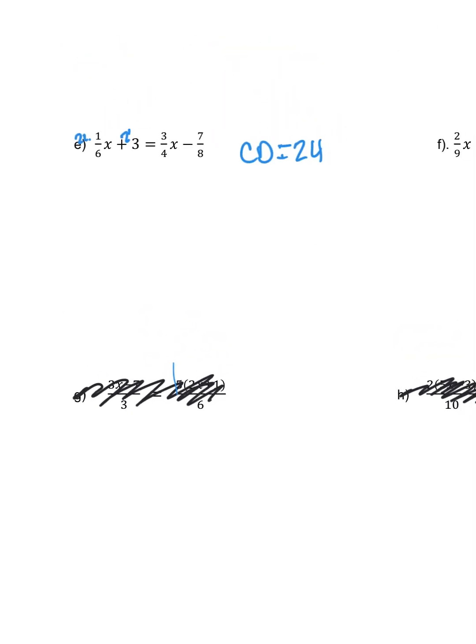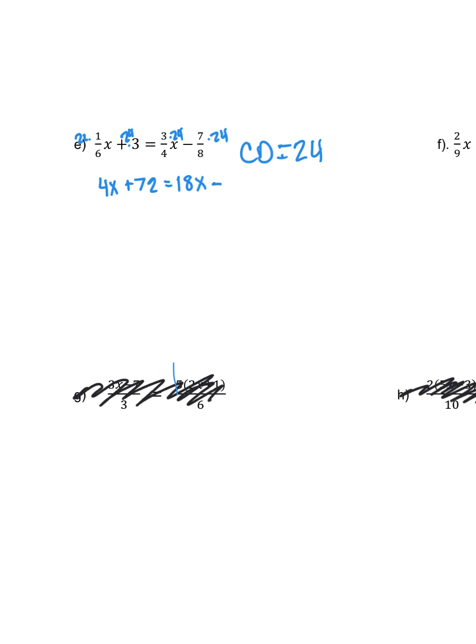So let's go ahead and multiply each of these by 24. So we have times 24, so let's multiply 24 up here, 24 to this 3. So 24 times 1 is 24, divided by 6 is 4. So we should have 4x. 24 times 3 is 72. 24 times 3 is 72, divided by 4 is 18x.